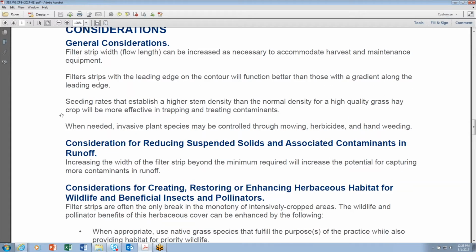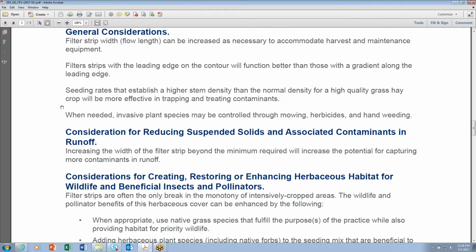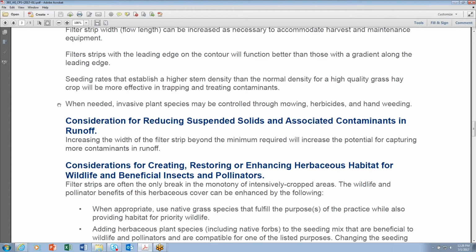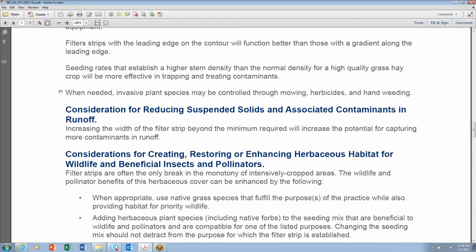So seeding rates established, this is something that the 342 standard will also tell you that if you need a higher stem density than a normal density for high quality grass hay, it will do better at trapping and treating contaminants, and that obviously is something to keep in mind when you're designing these mixes. And we need to watch our invasive species and make sure we're mowing and treating so we don't end up getting something other than what we need to filter.